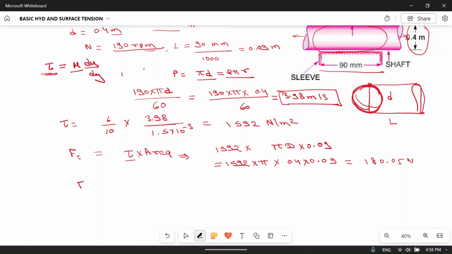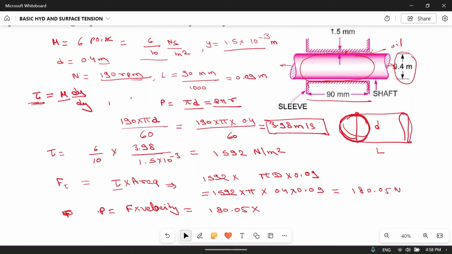So what will be the torque? Or if you have to find the power, it is also calculated by force into velocity, which is equal to 180.05 into velocity. The velocity of the shaft we had already calculated, 3.98. If you multiply this, then you will get 716.48 watt, because watt is the unit of power.